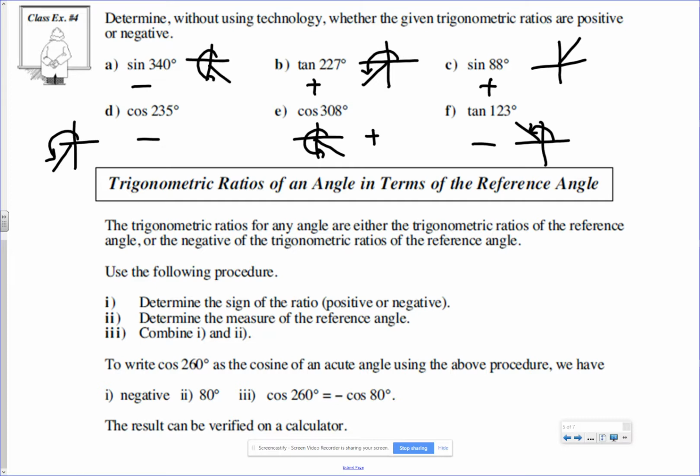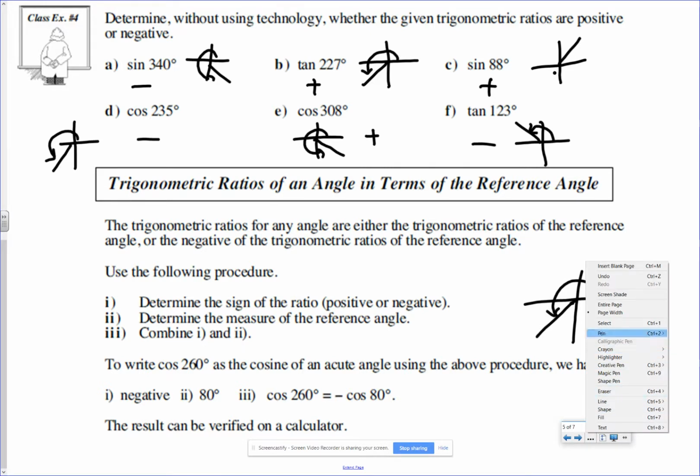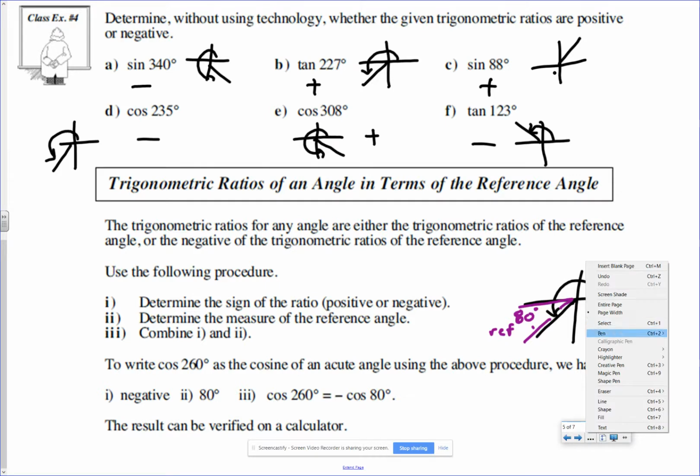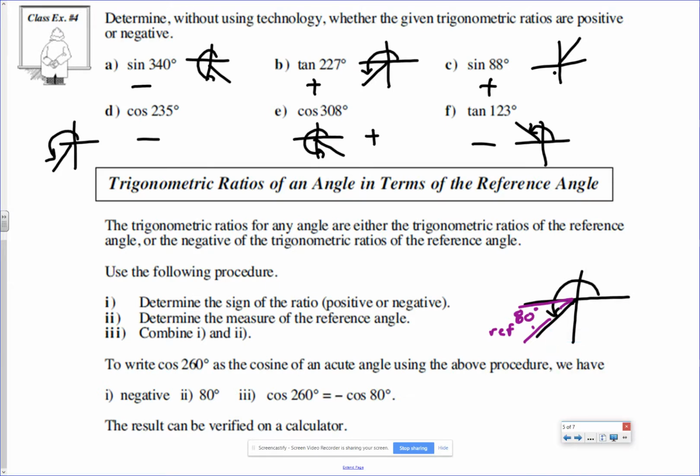So for example, for 260, 260 is right here. So there's 260. And 260 has a reference angle of 80 degrees here. It's got a reference angle of 80 degrees there for the reference. So if you remember from a few previous slides, as long as they have the same reference angle, they have the same angle measurement. It just changes whether they're positive or negative.